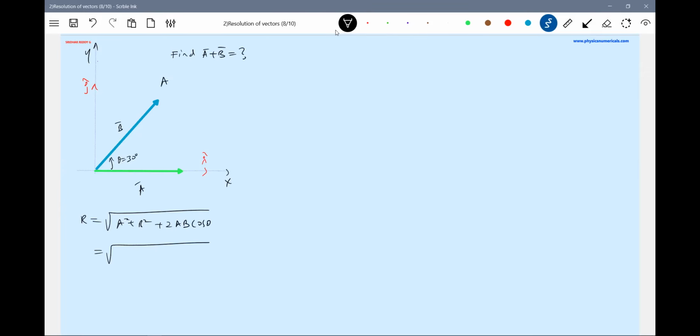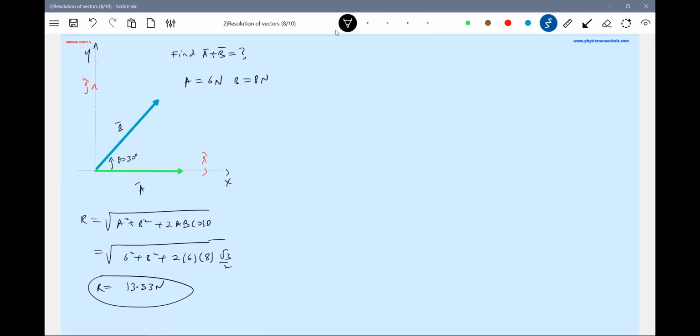The vector A is given as 6 Newton, B is 8 Newton. Let's assume some vectors of certain magnitude. So this will be the square root of 6 square plus 8 square plus 2 into 6 into 8, cos 30, root 3 by 2. Solving this, we get 13.53 Newton. This is the resultant.